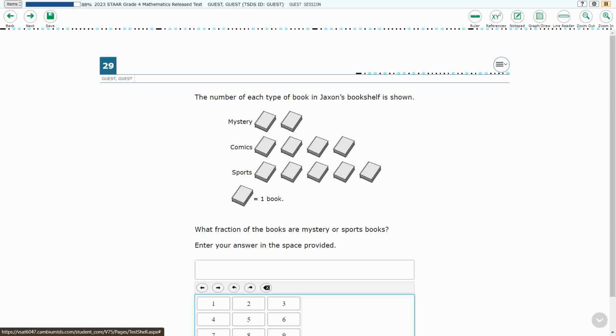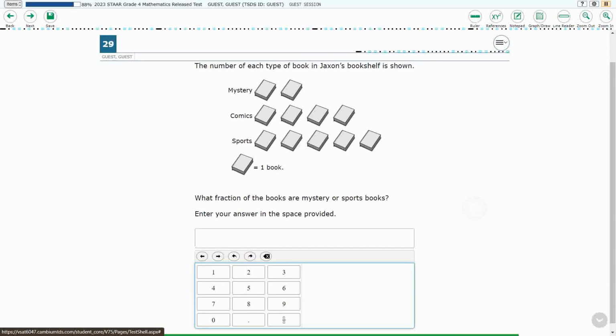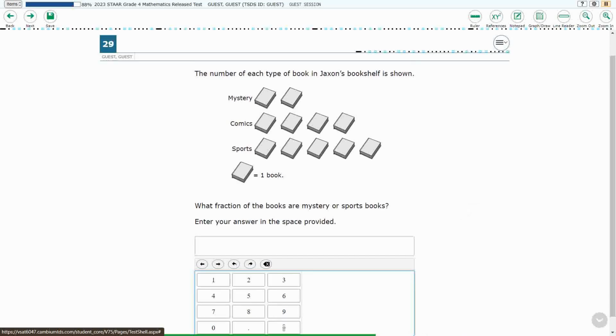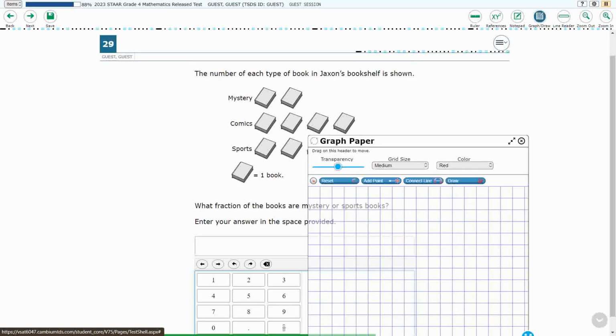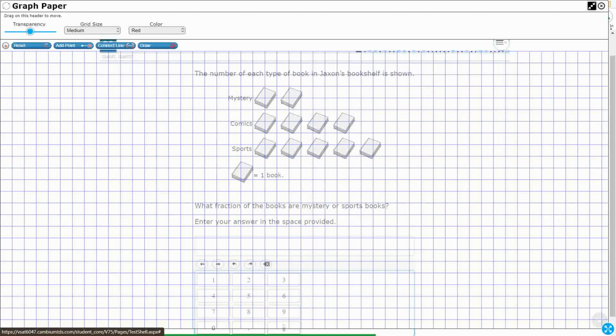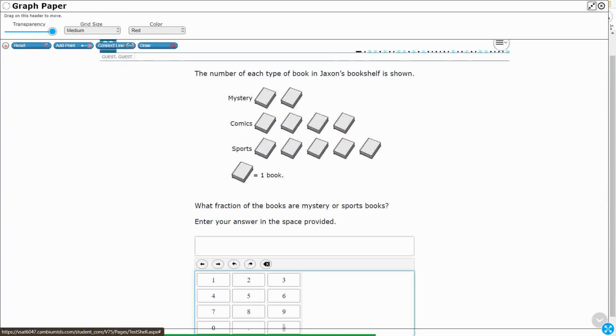So what do we have here? We've got the number of each type of book on Jackson's bookshelf we've shown here. And we need to figure out what fraction are mystery or sports. Okay, so step 1, when we see mystery or sports, that means we're going to add together our mystery and our sports. So how many mystery do we have? Well, it's pretty simple. Look at the key. One book equals one book. So I've got 1, 2 here. Sports 1, 2, 3, 4, 5. Okay, so we add that together.